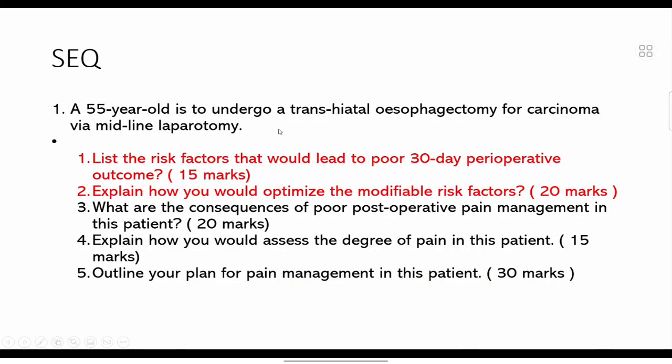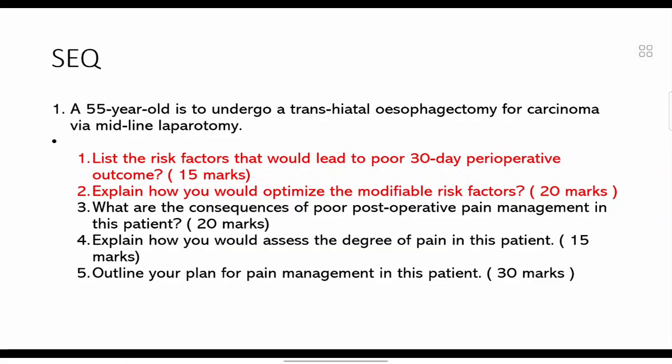A 50-year-old undergoes a transhiatal esophagectomy for carcinoma via midline laparotomy. List the risk factors that would lead to poor 30-day perioperative outcome. Perioperative period means preoperative, intraoperative, and postoperative. Altogether, the three periods are called the perioperative period. So they have just asked for a list of factors.